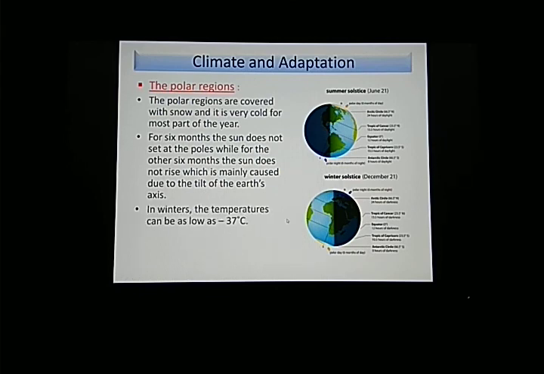Now in winters, the temperatures can be as low as minus 37 degrees. Yes, it's very cold over there. Minus 37 degrees is really freezing temperature. Now animals living there have to adapt themselves to these severe conditions. Obviously these are not normal conditions, they are very severe conditions. So the animals also have to adapt themselves accordingly.